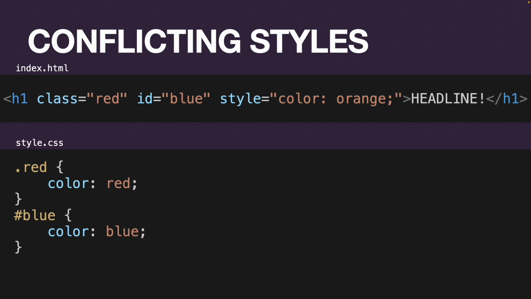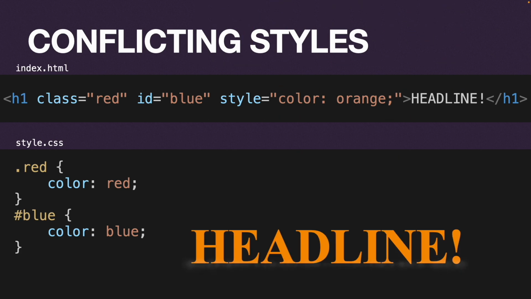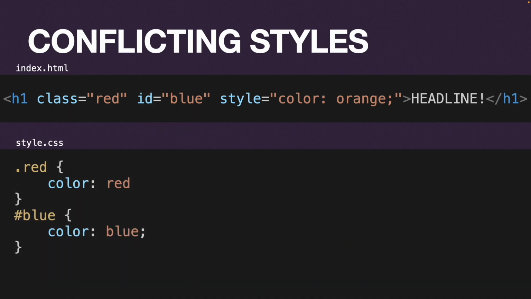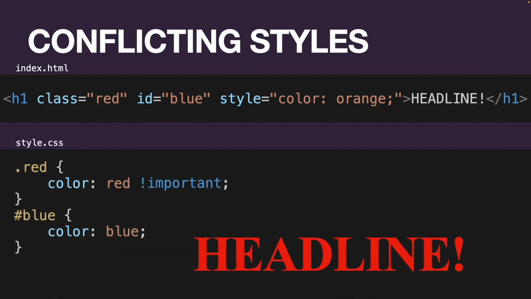But we then say that the elements with the class red get the color red, and elements with the ID blue get the color blue. We're saying that this headline needs to be red, blue, and orange. What's going to happen? Well, it becomes orange. What then if we say that it's really important that it becomes red? We add this word to it, exclamation point, important. Now it's going to become red.